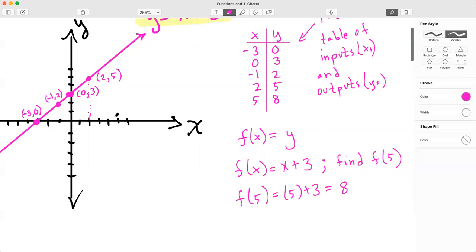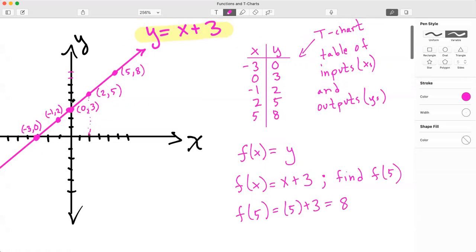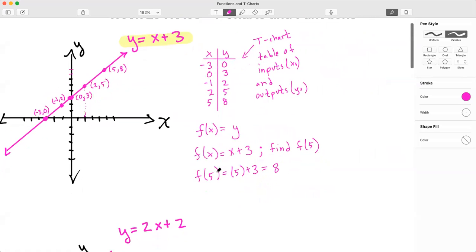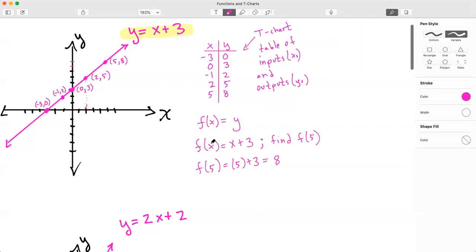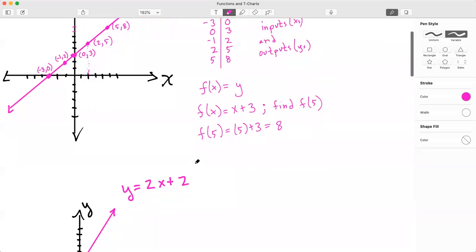So 1, 2, 3, 4, 5, and then that would go up 1, 2, 3, 4, 5, 6, 7, 8. This isn't completely drawn to scale, well, maybe it is. And that would be our point (5, 8) right there. But we don't actually need to draw this graph. We can just use this equation and a t-chart, and find all of our x inputs and all of our y outputs just by doing the math right here.